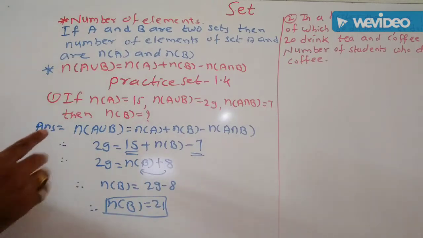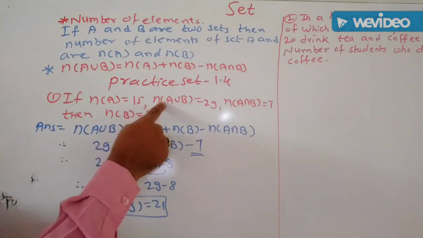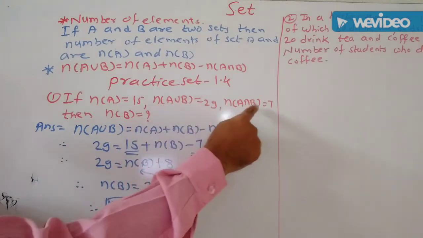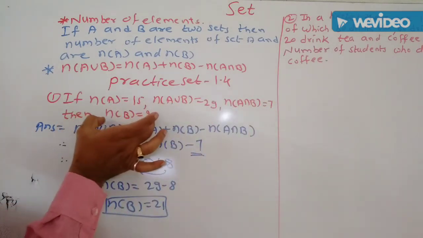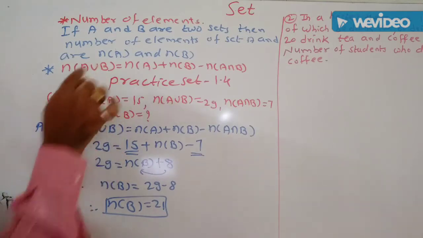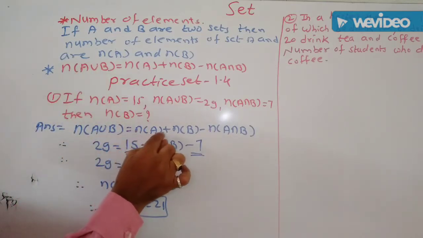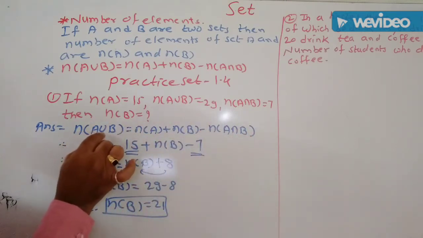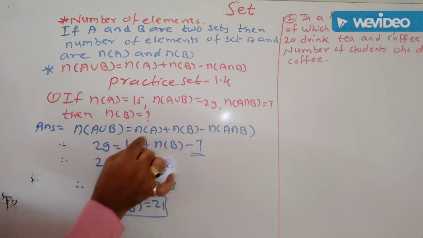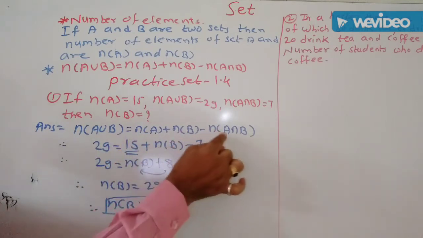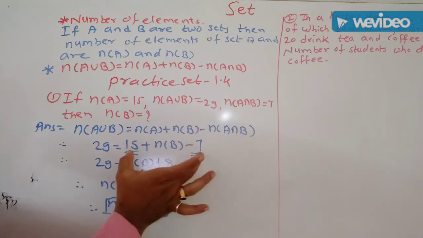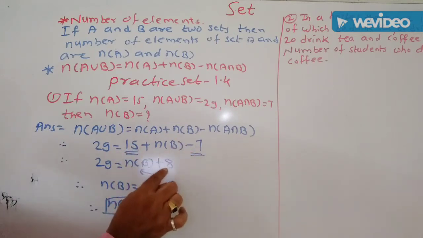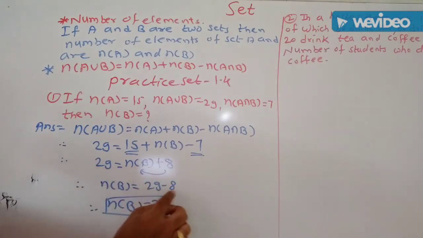Now the first example is given. Number of A is equal to 15, number of A union B is equal to 29, number of A intersection B is equal to 7. Then find number of B. Then we use the relation: number of A union B is equal to number of A plus number of B minus number of A intersection B. Putting the values, number of A union B, that is 29, is equal to number of A, that is 15, plus number of B minus number of A intersection B, means 7. 15 minus 7, that is 8. To find the value of number of B, plus 8 gets converted to minus, 29 minus 8, that is 21. Therefore number of B is equal to 21.